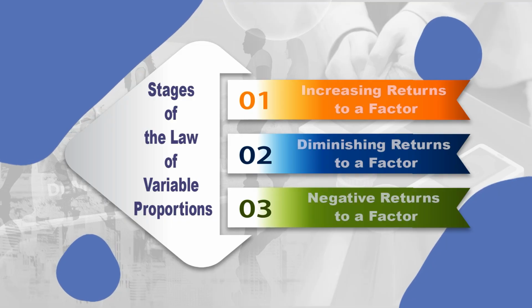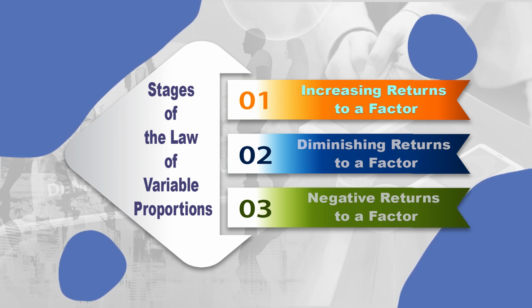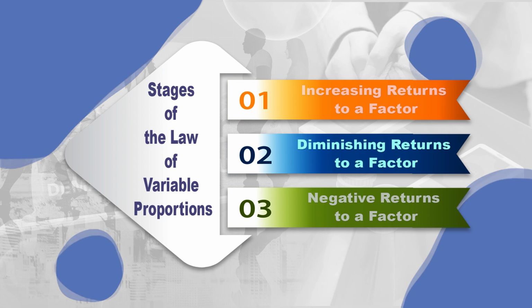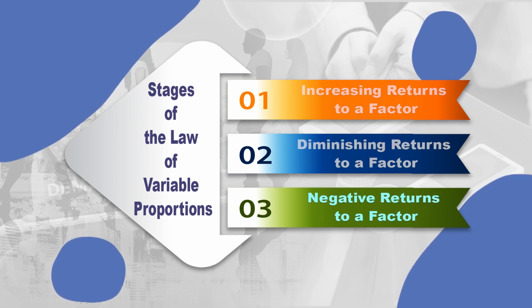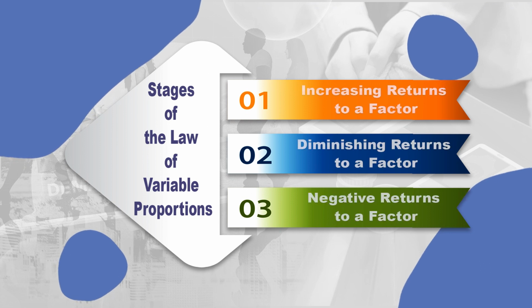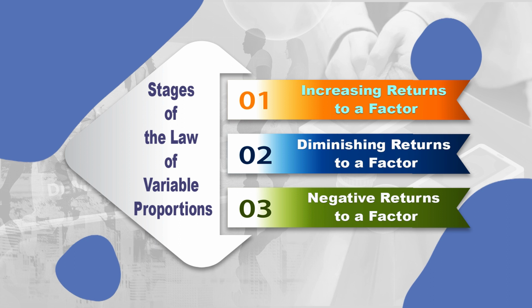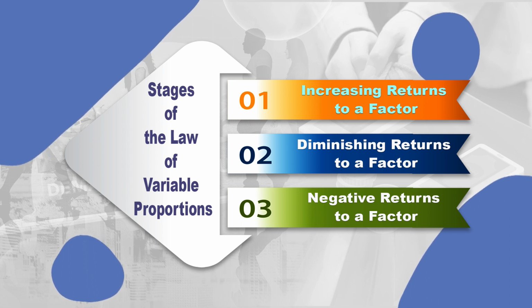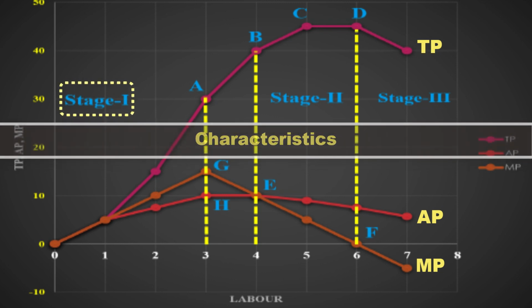The law can be divided into three distinct stages. First is increasing returns to a factor. Second is diminishing returns to a factor, and third is negative returns to a factor. Let's explore each of these stages in much more detail. Stage 1, as we saw, increasing returns to a factor. What are the characteristics of this stage in general?